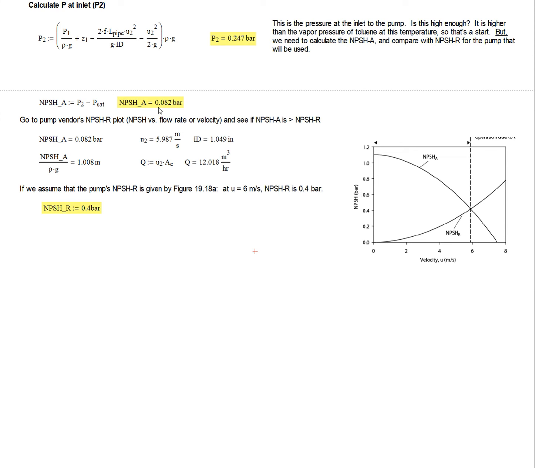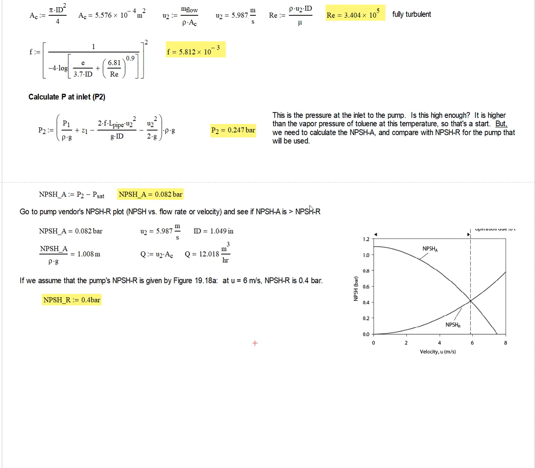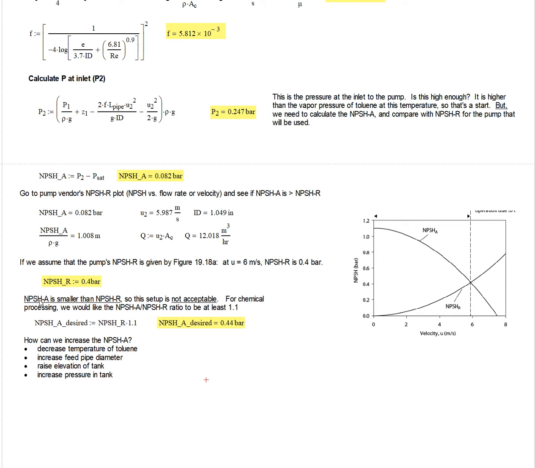So our NPSH-A is 0.082. If we look at what is our linear velocity, our linear velocity is 5.98, let's just say 6 meters per second. So here is our 6 meters per second, and they have drawn this line, and so you can see that the net positive suction head required is 0.4 bar. Our net positive suction head required is 0.4 bar. Available is 0.08 bar. What this means is this is highly inadequate and not acceptable. NPSH-A is smaller than NPSH-R.